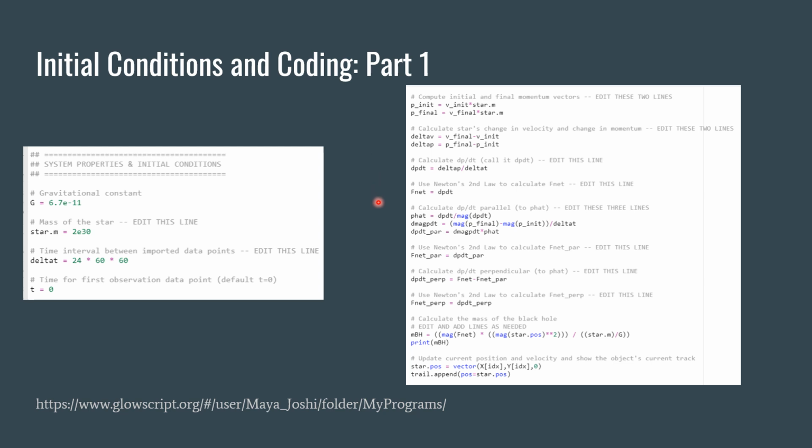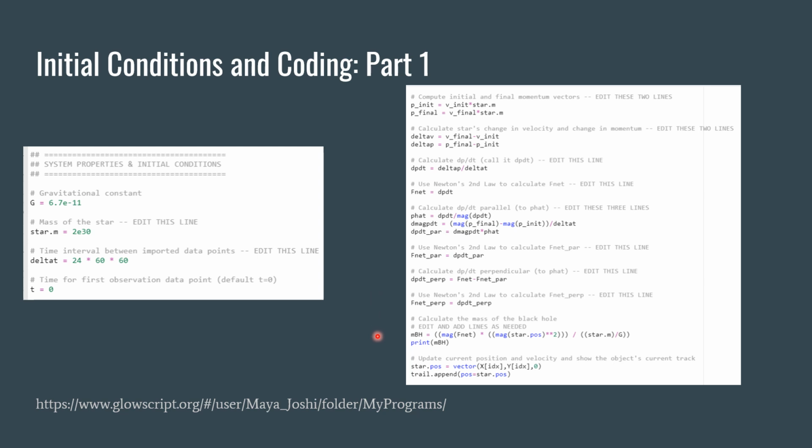We are then trying to find the parallel component of force. So first we find p hat, which is just the direction, and that's just dp dt over the magnitude of dp dt. Then we find the magnitude of the force, which is the magnitude of p final minus the magnitude of p initial, over delta t. We then multiply those values together to get the parallel component of force, and we denote this F net par. And then to find the perpendicular component, we subtract F net minus F net par to find dp dt perp.